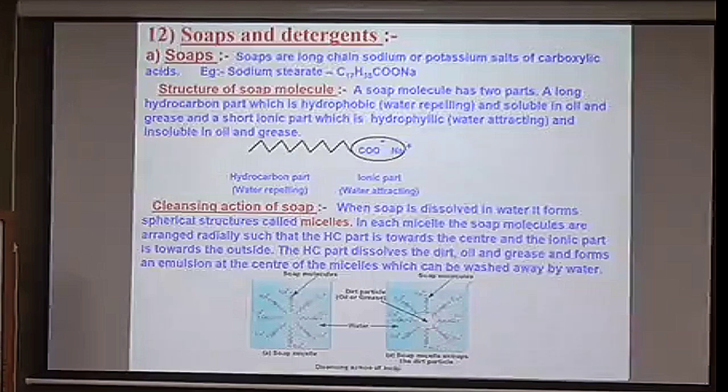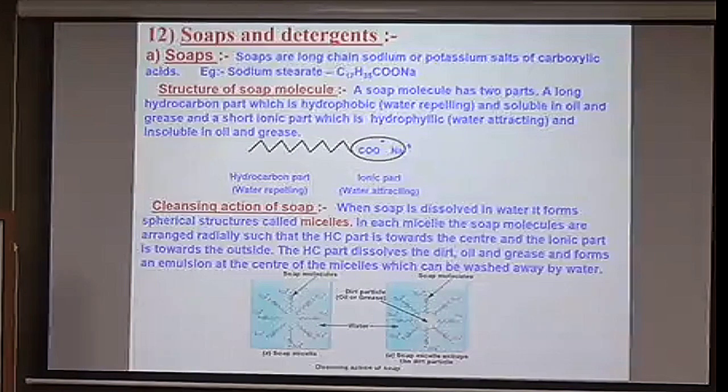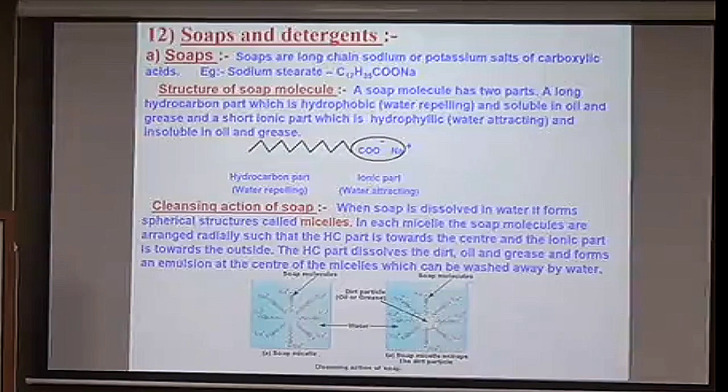Soaps first. What are soaps? As I said, these are the sodium or the potassium salts of long chain carboxylic acid. The carboxylic acids having more than 15 carbon atoms, those are called salts. Now let us understand the cleansing action of soap.